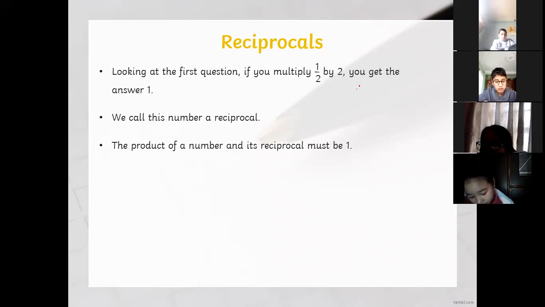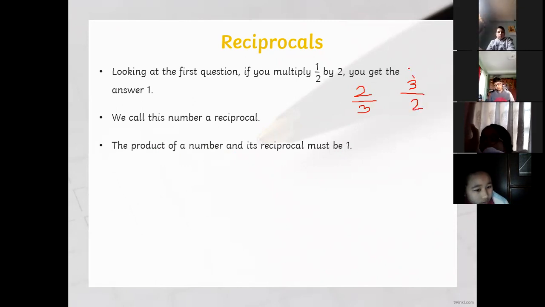That means, look, here is 2 by 3, for example. 2 by 3 and 3 by 2 are there. So the reciprocal of 2 by 3 is 3 by 2, and the reciprocal of 3 by 2 is 2 by 3. It's vice versa. It is valid from both ways, 2 by 3 or 3 by 2.